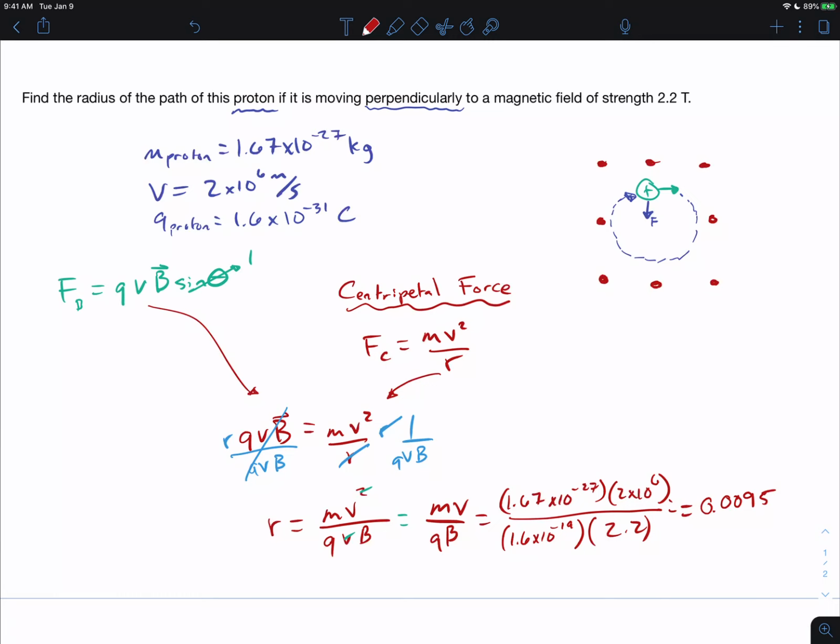So this is actually 9.5 millimeters. Okay, this is in meters, now in millimeters. So that you guys have an idea of how big this circle is. Even though my proton is moving so fast, it's 2 million meters per second, but it's moving in this field that is incredibly strong. Okay, so it ends up making a very small circle, about 1 centimeter, right? Just about 1 centimeter will make this tiny circle at this very fast speed.